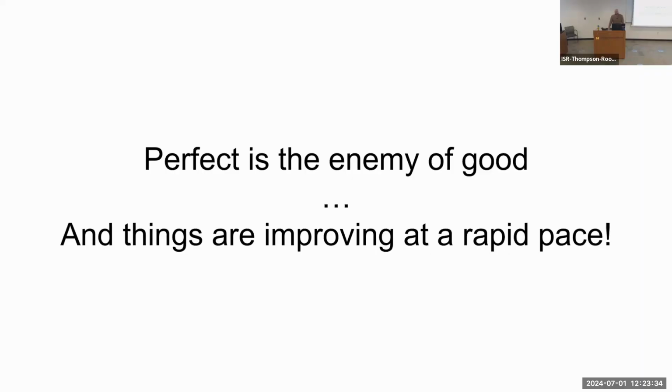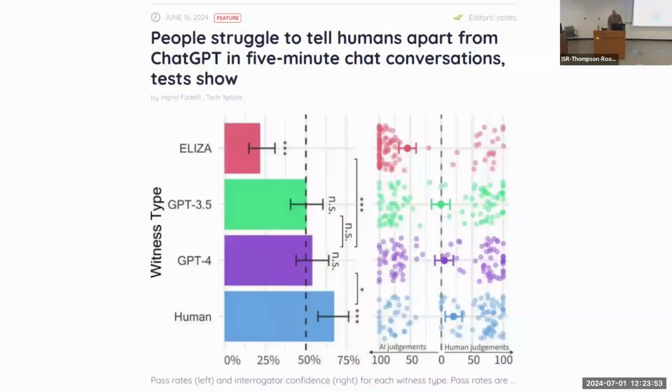But I think the perfect is the enemy of the good, and things are also improving at a rapid pace. If anyone has, for example, followed the developments from GPT 3.5 to now 4 Omni, it's been incredible. The rate of development is mind-boggling. For example, research now shows that in a 5-minute chat, it's harder and harder to determine whether somebody's human or if they're chatting with a chatbot.